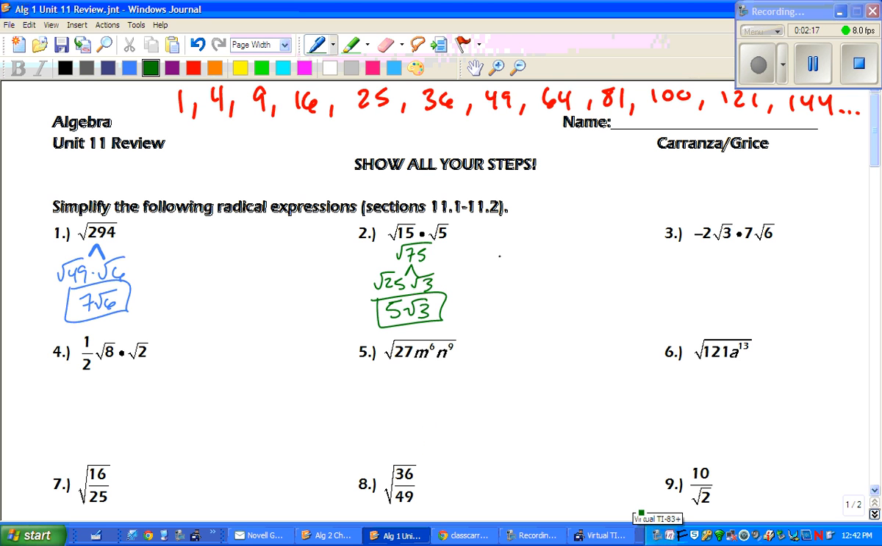Number 3. Okay, you multiply the inside with the inside, the outside with the outside. So negative 2 times 7 is negative 14. And that gives you the square root of 18. Once you've got that, you need to break down 18 into 9 and 2. The square root of 9 is 3. And then you need to multiply those two numbers, negative 14 and 3, that equals negative 42 root 2.